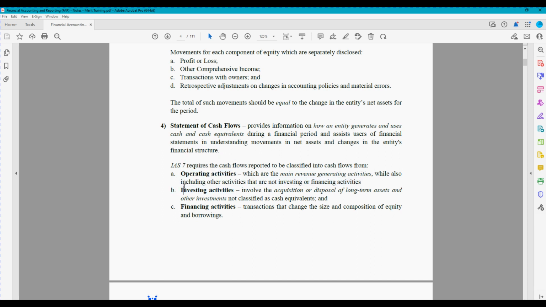Investing activities is to do with specifically the acquisition or disposal of long-term assets and other investments. And the reason this is split up from operating activities is because when you're assessing a company, you want to know what the core business is doing, right? And want that split out from any non-recurring, one-off, very large things. Otherwise, this can distort your understanding of how cash profitable the underlying business actually is.